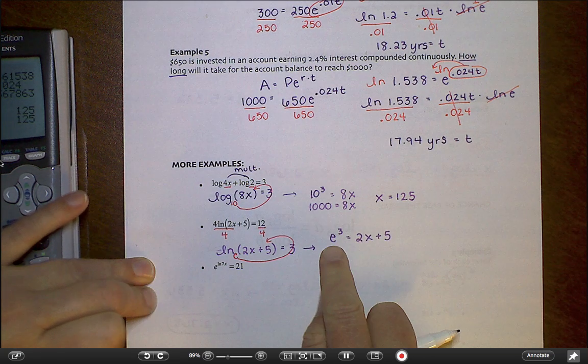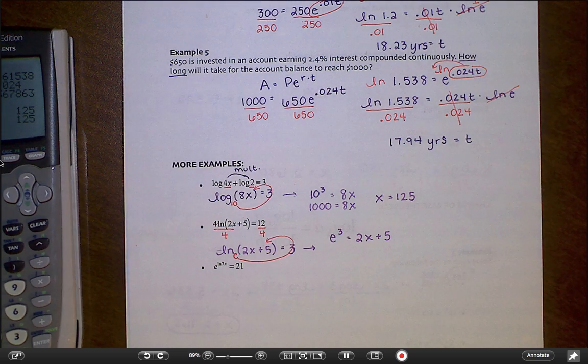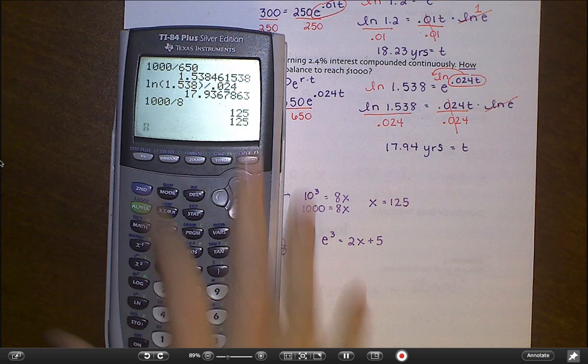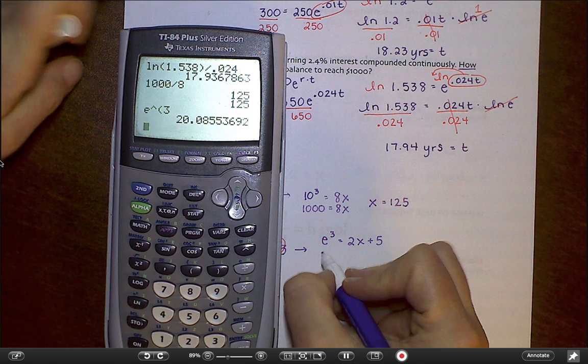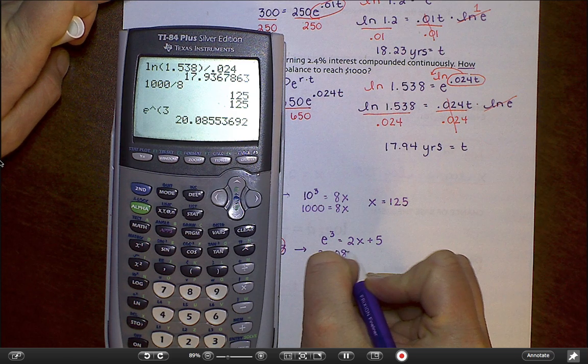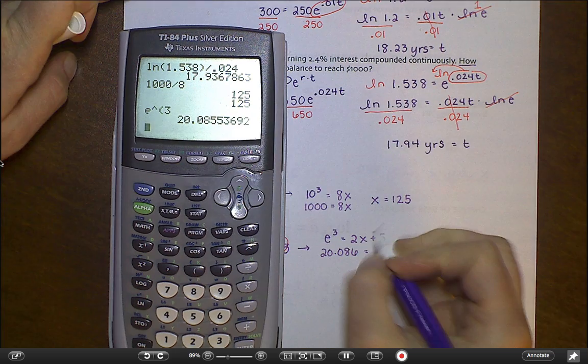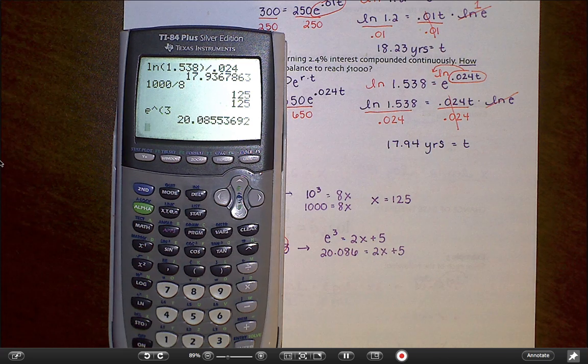And I know this might freak you out a little bit, but we can do this in our calculator. Okay, we have e in our calculator. So I'm going to do e to the power of 3. Okay, so I get 20.086. I'm going to try for the most part to keep this decimal in my calculator though. Equals 2x plus 5. And now I'm just going to solve this like an equation.